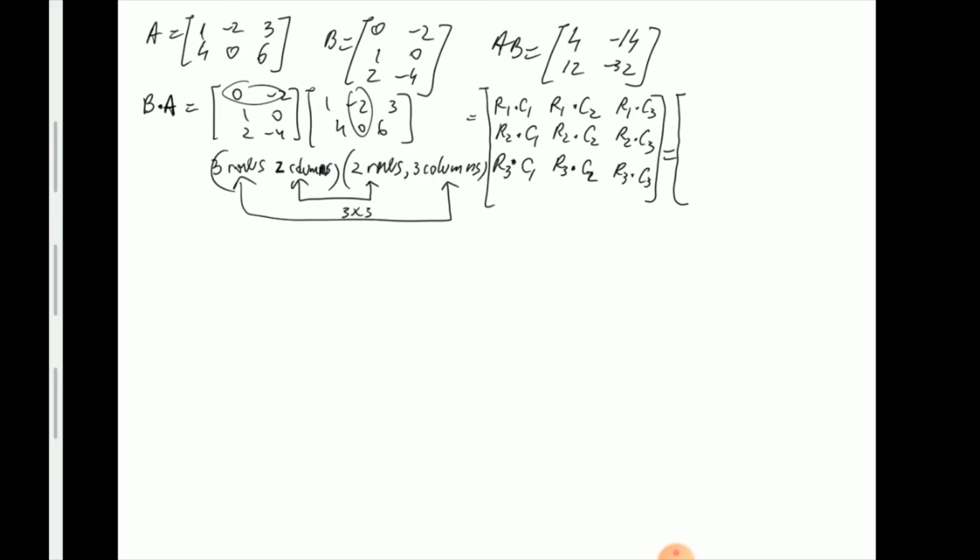So row 1 times column 1, and by the way, you can actually pause and do it on your own and then check with me the answer later. So 0 times 1 plus minus 2 times 4. Yeah, that's not going to work. So let's actually do it here, so we have more space. So 0 times 1 plus minus 2 times 4. That's the first entry. Row 1, column 2, 0 times minus 2 plus minus 2 times 0. And then moving on, row 1, column 3, 0 times 3 plus minus 2 times 6.